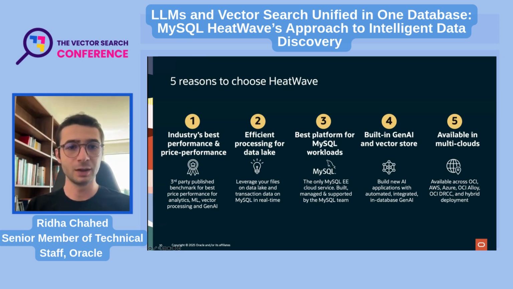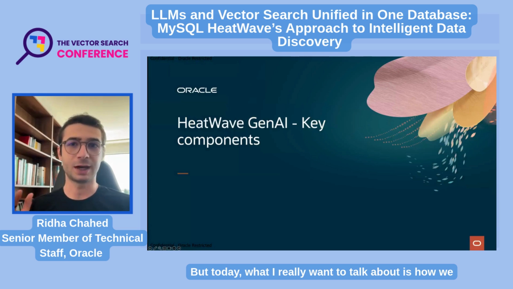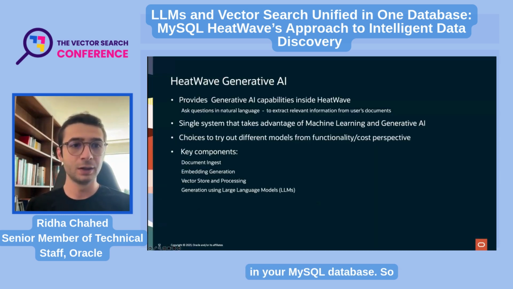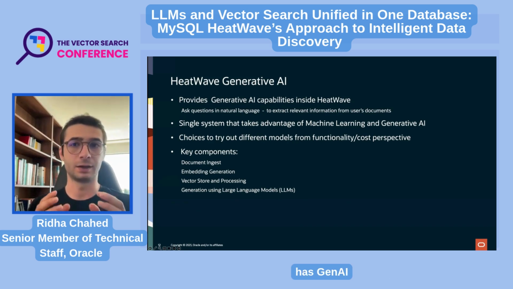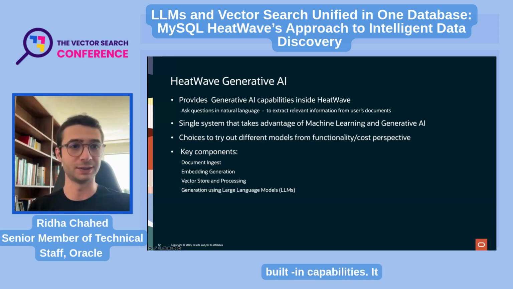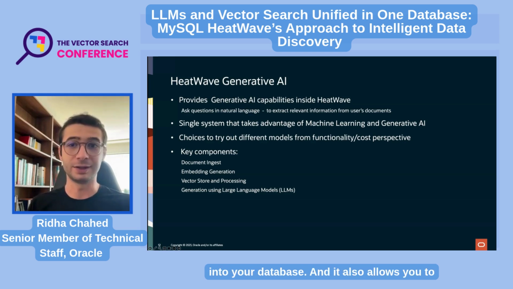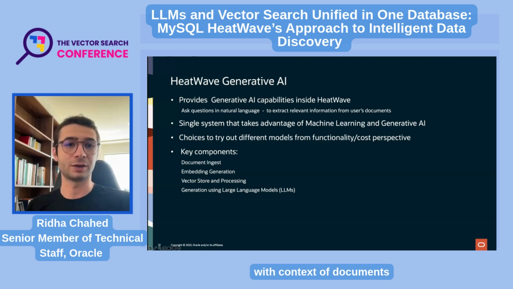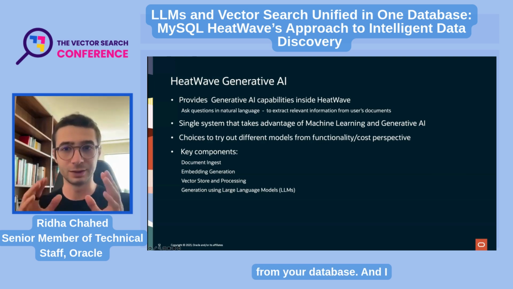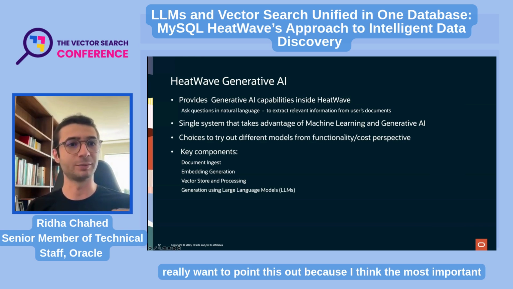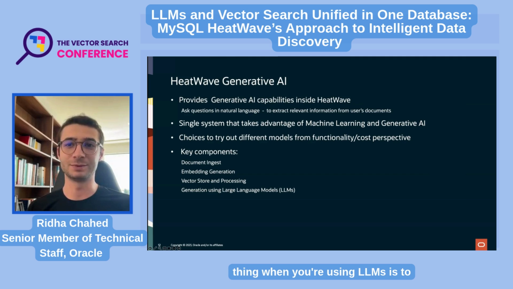But today, what I really want to talk about is how we integrate the GenAI and the LLMs and the vector stores in your MySQL database. So in a nutshell, MySQL service has GenAI built-in capabilities. It provides you basically a way to use LLMs right into your database. And it also allows you to ingest your documents and then use the LLM with the context of your documents from your database. And I really want to point this out because I think the most important thing when you are using LLMs is to provide them the correct context from your documents.